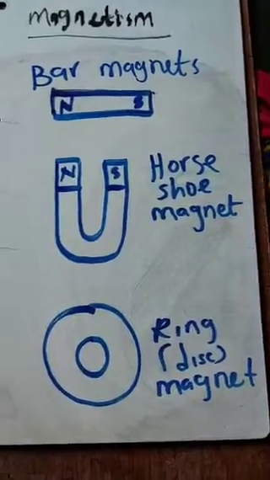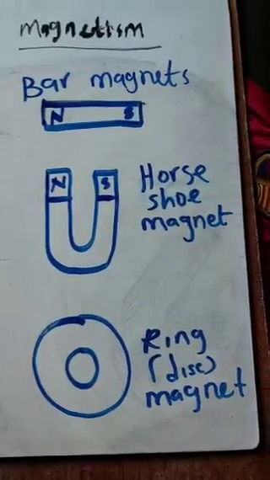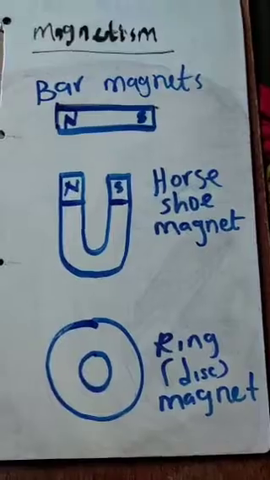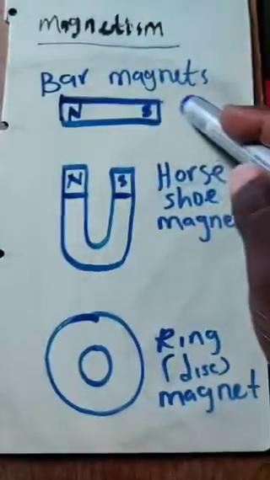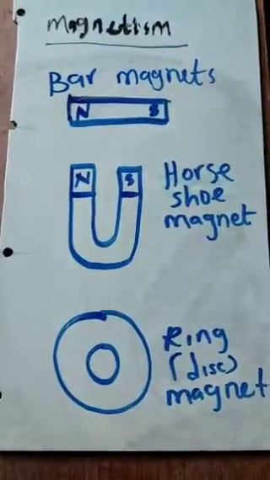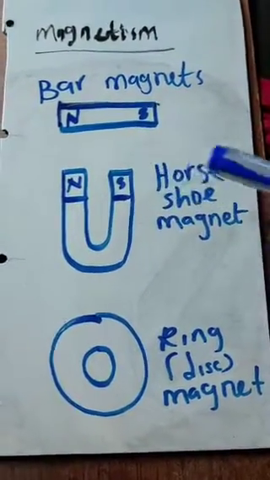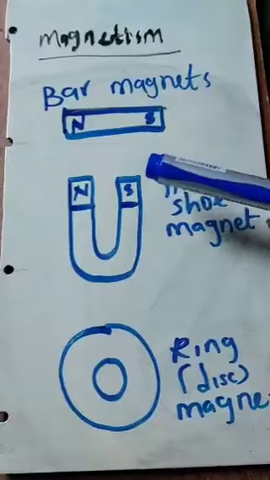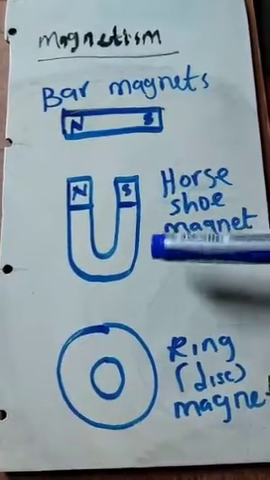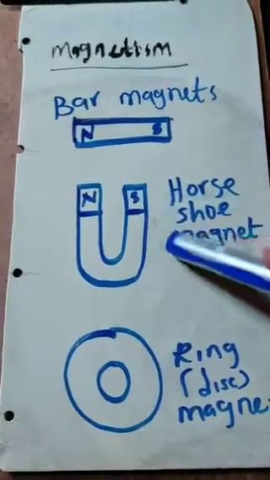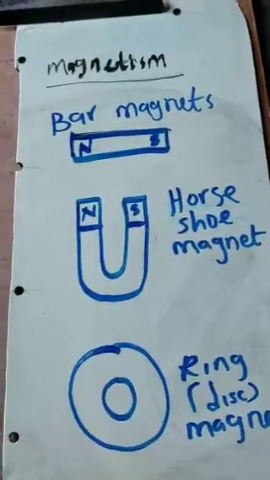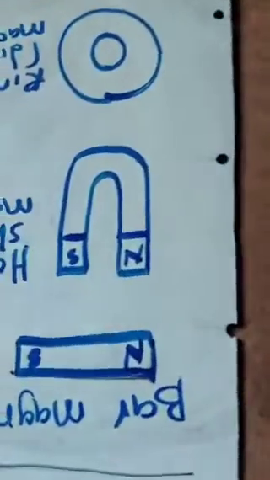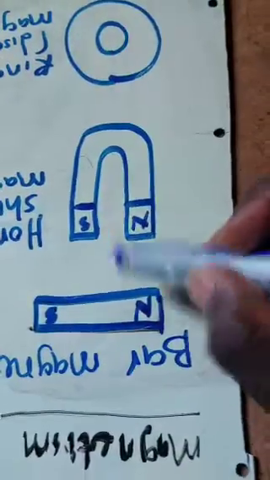These are the three types of magnets that we have. The first one is a bar magnet. It's shaped like a bar of soap or a bar of something. The next one is a horseshoe magnet. It looks like a U, but when you turn it around, it looks like an N. When you turn it sideways, it looks like a C. They call it the horseshoe magnet because it looks like the shoe of a horse, the print it leaves in the ground when moving.